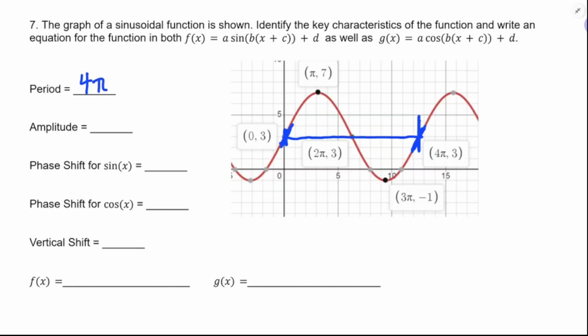Okay, the amplitude is going to be, let me work that out. Amplitude will be the distance from the midline, which I might actually draw in. And so I'll say the amplitude is the distance from the midline to the maximum or to the minimum. So I'm going from 3 to 7, that's an amplitude of 4. And then you could also see I'm going from 3 down to -1.